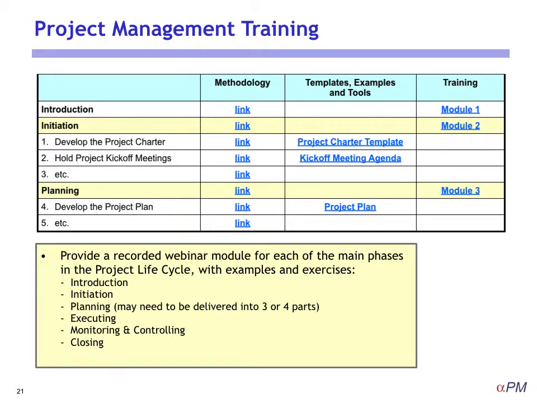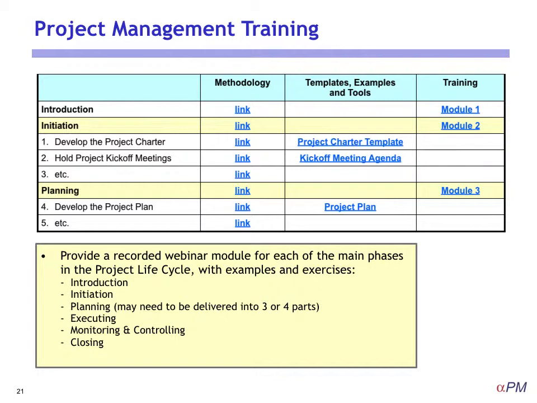So the training would follow a very similar approach. Again, assume we've got the methodology, tools and templates sorted out. Now we've just added a column that says training, and wherever there's a training module, like for introduction we might have a module, for initiation we might have a module. Whereas the individual processes were described with a particular link, a screen or several screens for a particular deliverable or process, for the training we would probably want to bundle all of the processes into one module. For example, initiation might be module 2, planning module 3, and executing module 4, etc.